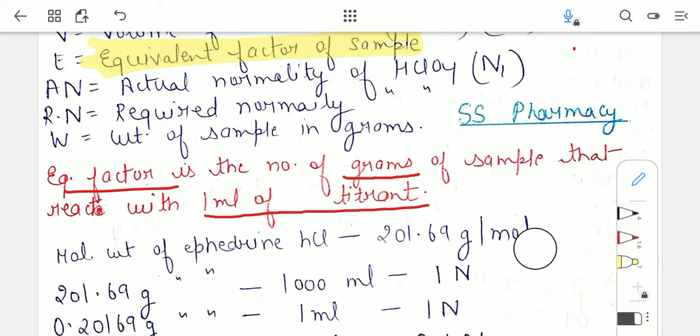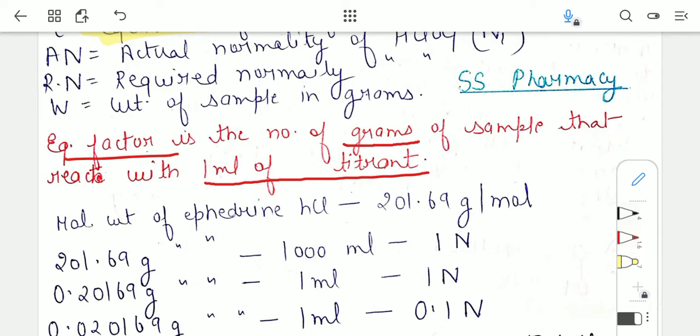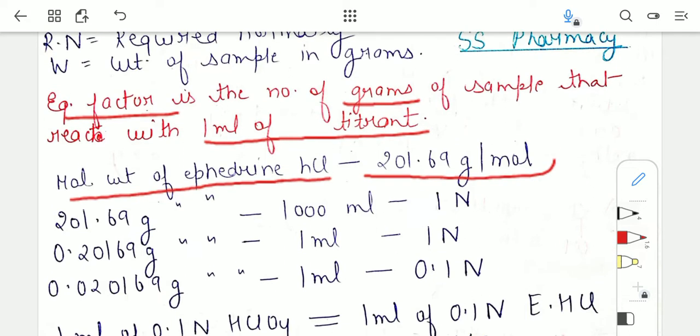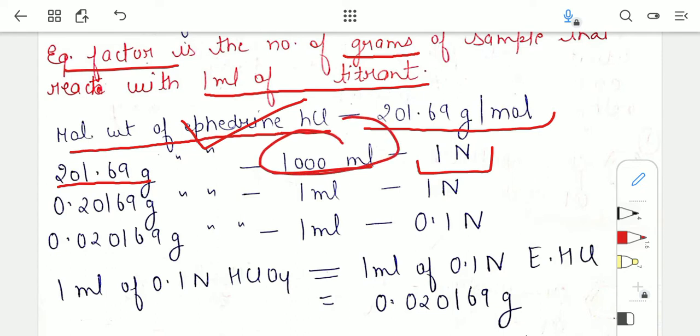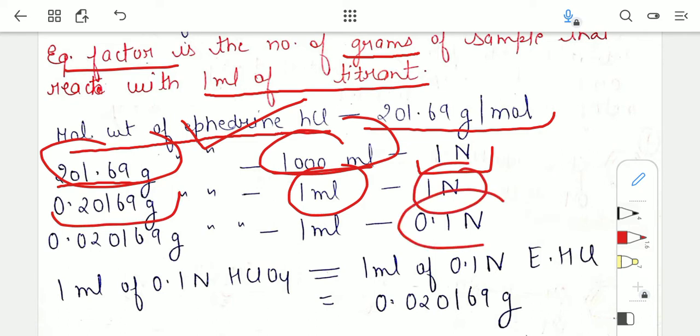In order to know the equivalent factor, we first see the molecular weight. The molecular weight for ephedrine hydrochloride I have already calculated. It came out to be 201.69 gram per mole, which means that 201.69 grams of ephedrine hydrochloride in 1000 ml will give us a solution of strength 1 normal. Instead of 1000 ml, if we prepare a solution of 1 ml, then we divide this by 1000, so the value will be this. And instead of 1 normal, if we need 0.1 normal, then we again divide this value by 10, so the value will be this.